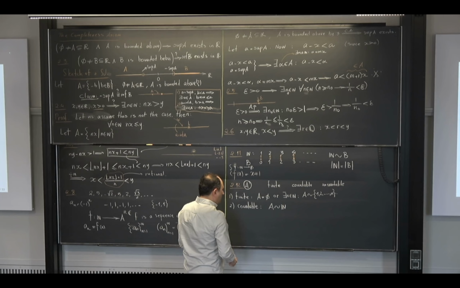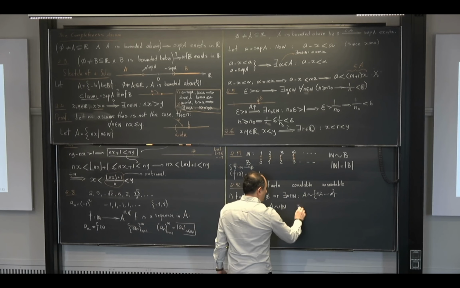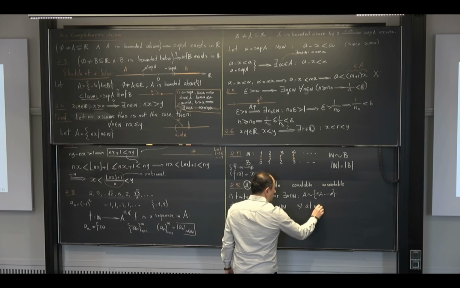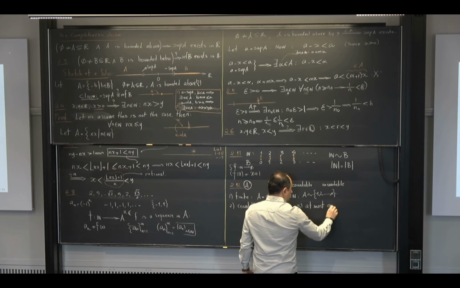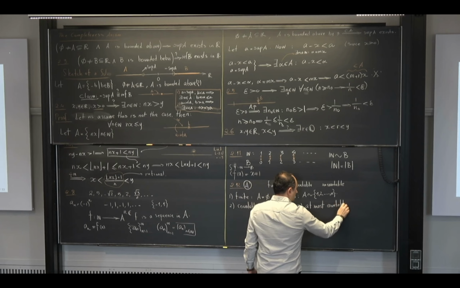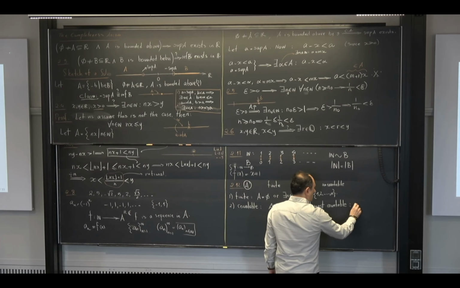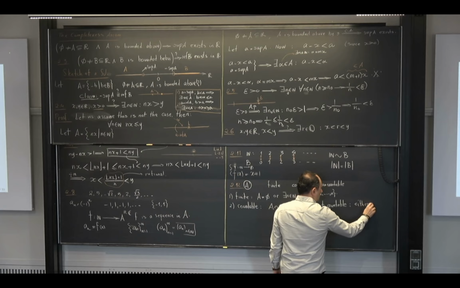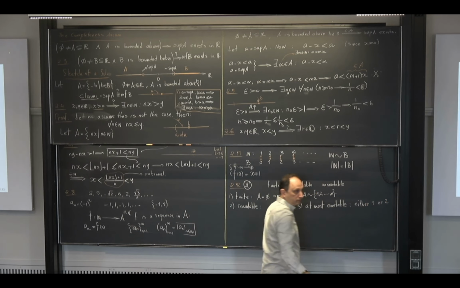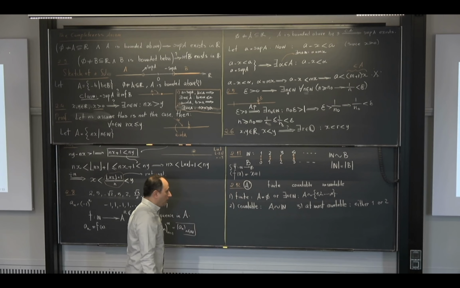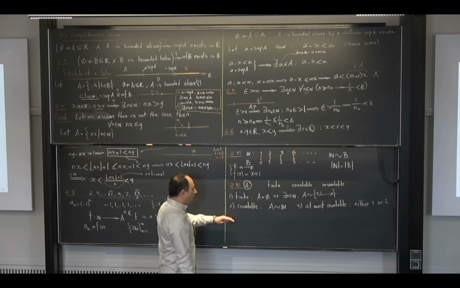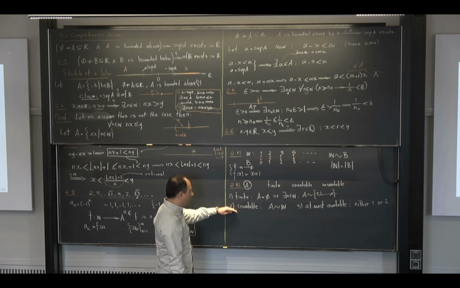And there is another statement, so let me just write it here: at most countable. It means either one or two. Okay? Either one or two. And finally, if we have a set which has none of these cases, then we call it uncountable.